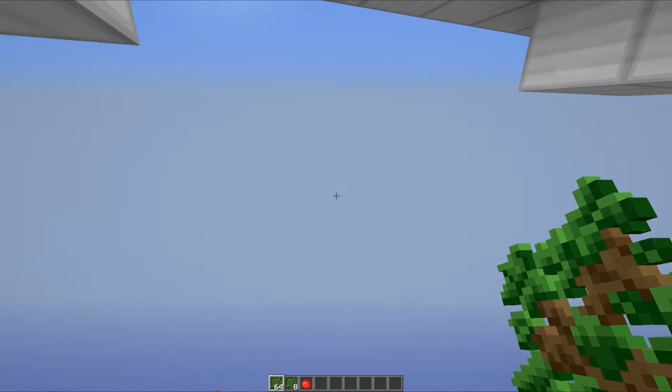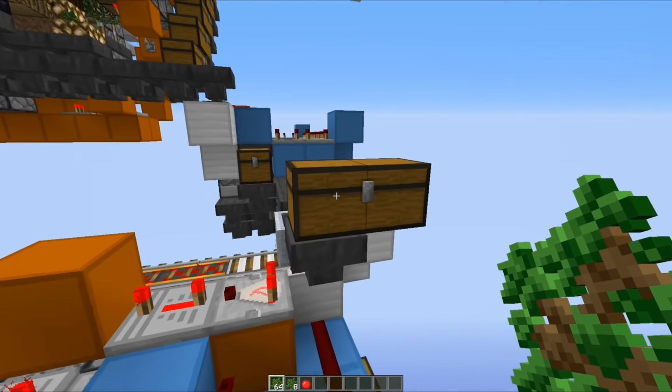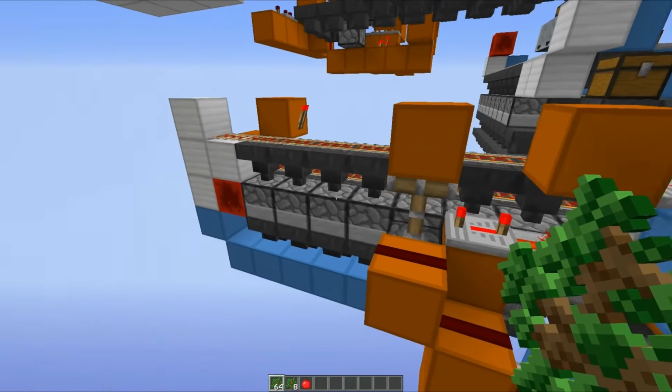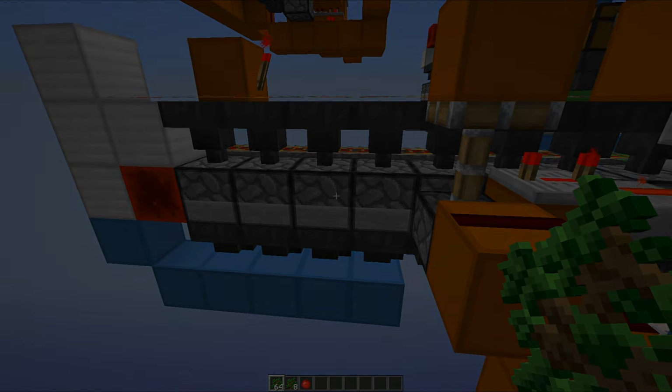Now once again, I have done a video on this one on my channel, and there will be a link to that one down in the description, but essentially what this is, is a very high efficiency furnace array that will allow you to smelt a bunch of items very quickly.